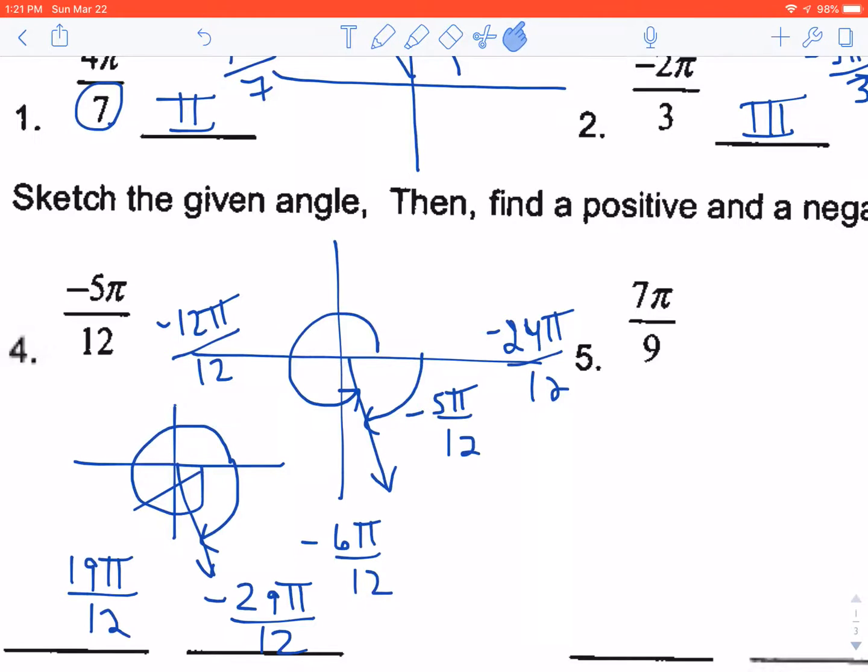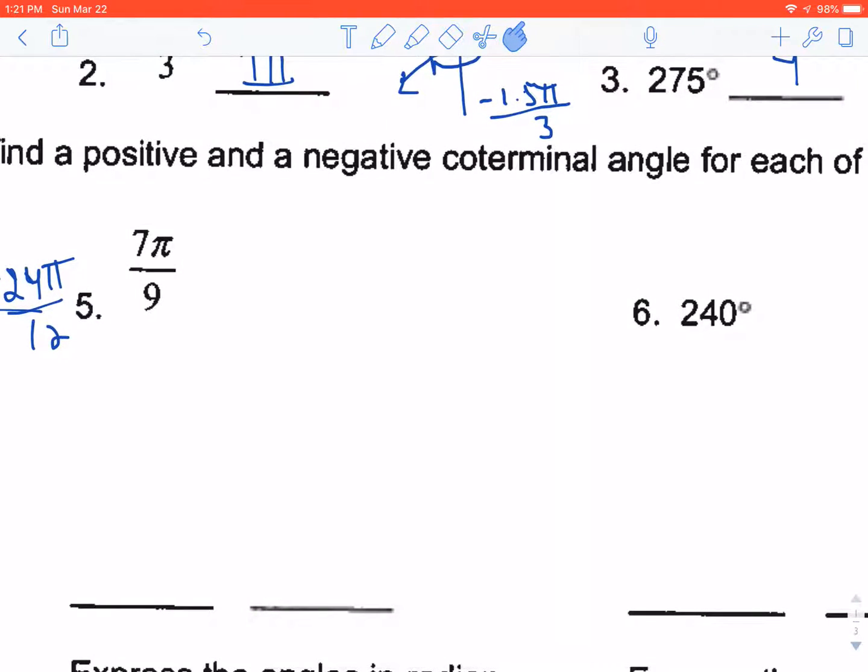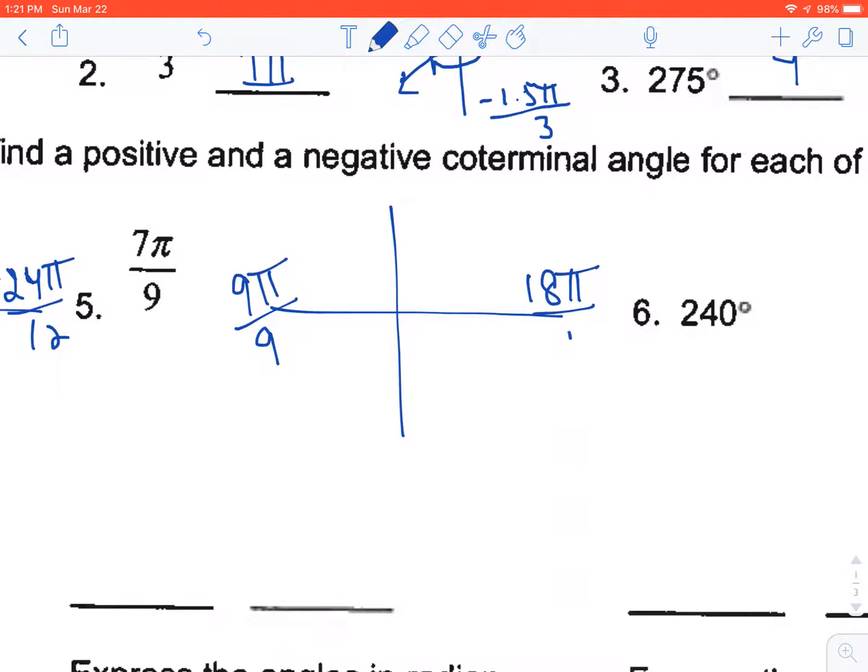Okay, for the next one, we're looking at 7 pi over 9. I'm going to do these very similar. I'm going to make pi, in the positive direction, 9 pi over 9. So I know all the way around will be 18 pi over 9. Halfway would be about 4.5 pi over 9. So 7 pi over 9 is going to be in quadrant 2.